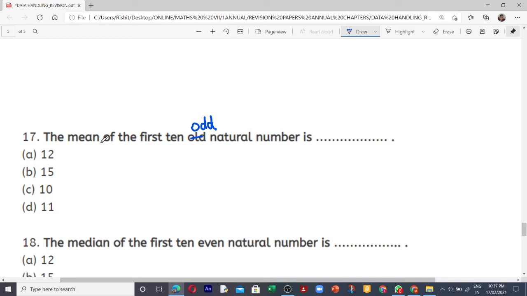I am waiting, children. It's a big question, so I am waiting. I am giving you time. Come on. Is it done? Mean of first 10 odd numbers? Okay. Is it done? I think everyone has done.